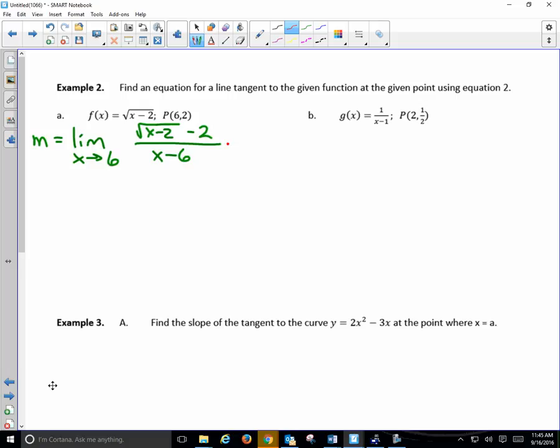So we're going to multiply by the square root of x minus 2 plus 2, over the square root of x minus 2 plus 2. Now be careful with your fancy-dancy algebra. Don't get ahead of the game. You want to get rid of this x minus 6, correct? Do you see an x minus 6 yet? No. But make sure you keep that set aside so that we can cancel it.